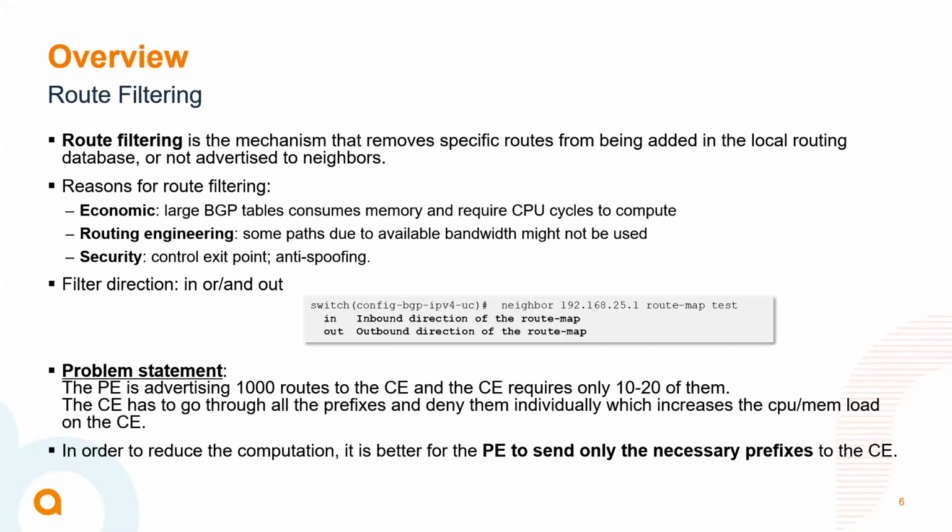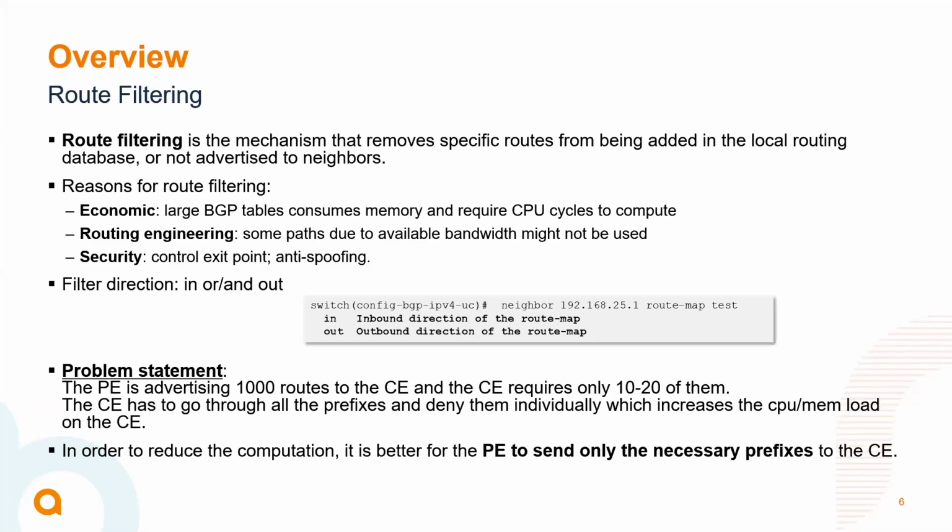Then we've got some routing engineering. For instance, you want to avoid the traffic going through a circuit on which the bandwidth is limited or the circuit is overloaded. So you tune your prefix list so that you do not go over that link for those specific prefixes.